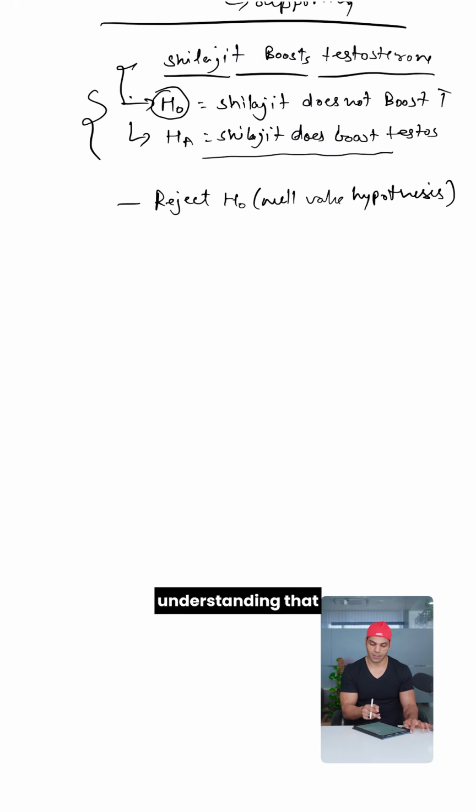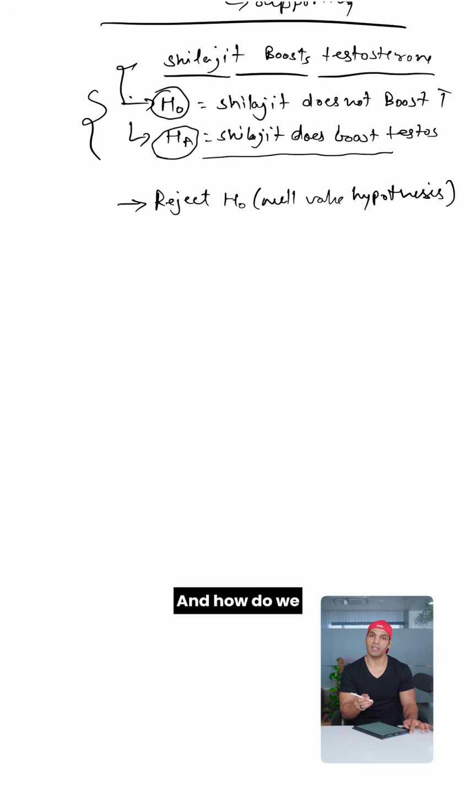But for the time being, understand that in a study, you have to prove that your alternative hypothesis is true, and you have to reject the null value hypothesis. So if the hypothesis is Shilajit boosts testosterone, then the null value hypothesis would be that Shilajit does not boost testosterone. And throughout the study, basically what you have to do is reject the null value hypothesis, and that will automatically prove that Shilajit boosts testosterone. Okay, so our primary objective in a study is to reject the null value hypothesis.